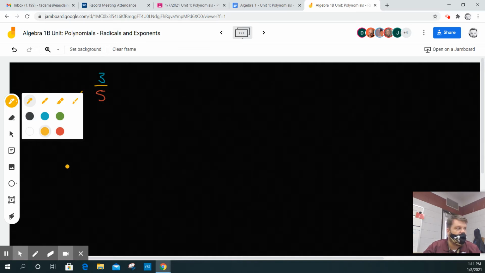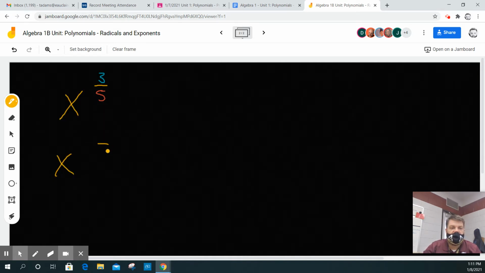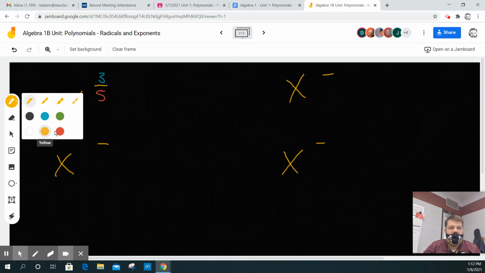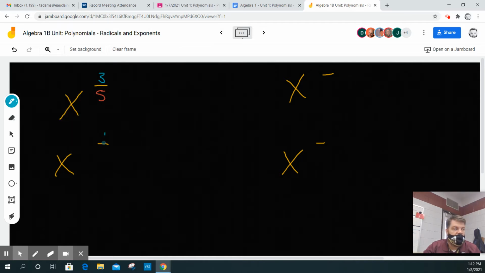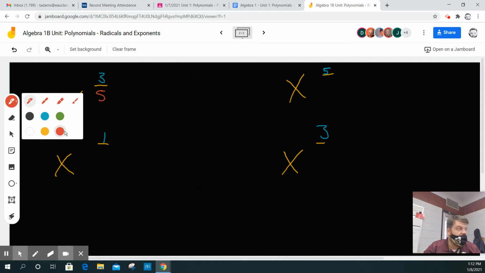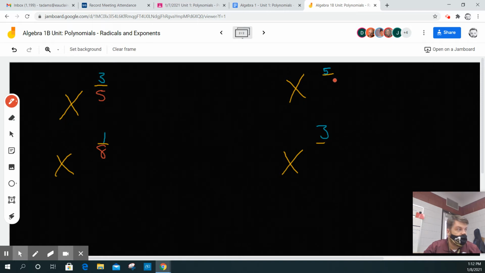Let's do another one. Let's do x raised to some power, and then let's do the numerators and the denominators, and we'll see what all this stuff means. So this one's going to be 1, this one's going to be 5, this one is going to be 3. And then for my denominators, I'm going to have 1 over 8, 5 over 3, and then 3 over 2.